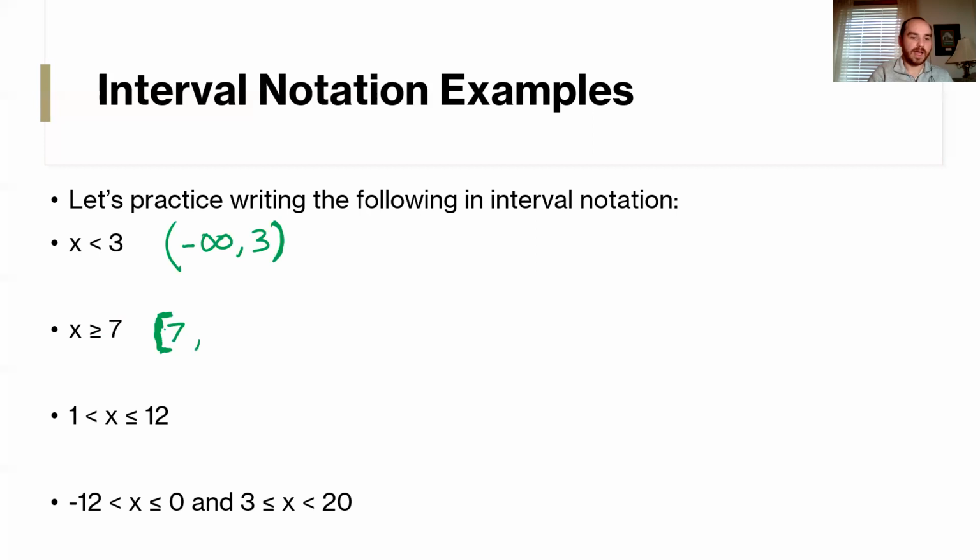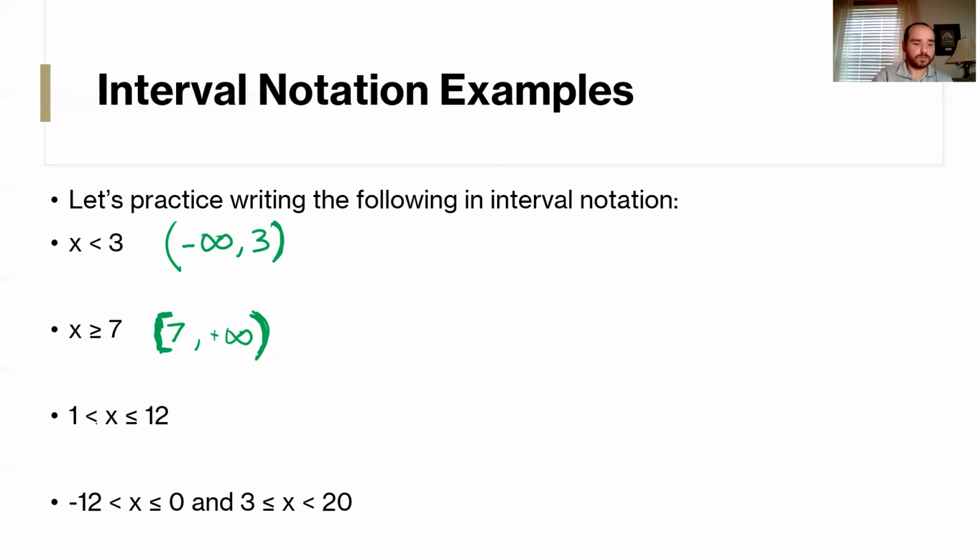And then there's no maximum possible value here. So it goes to positive infinity. You don't necessarily need to write out the plus. It's sometimes helpful, but it's not necessary. And again, infinity, we always use normal parentheses.